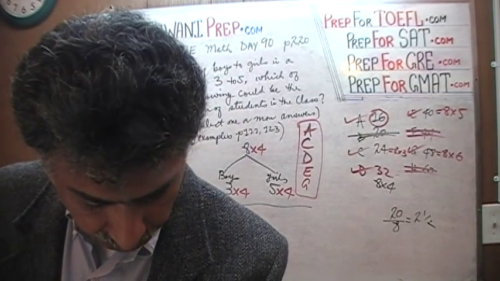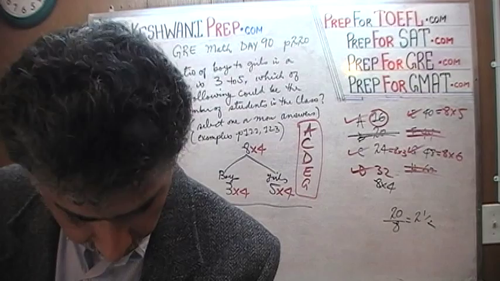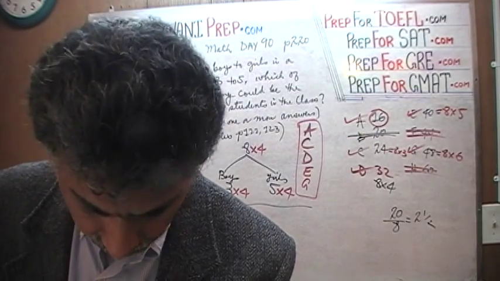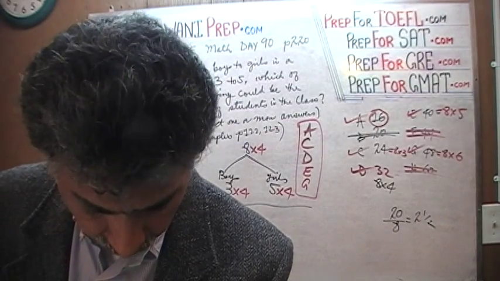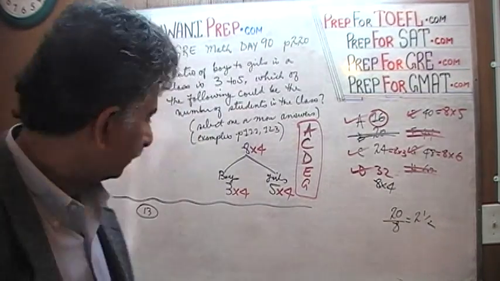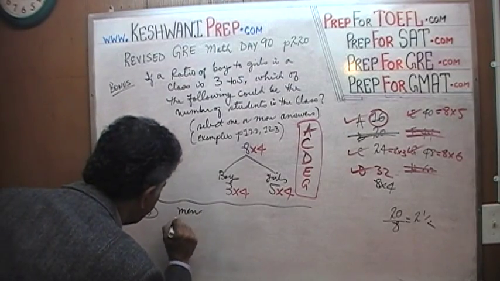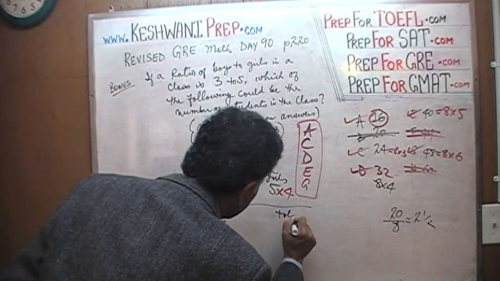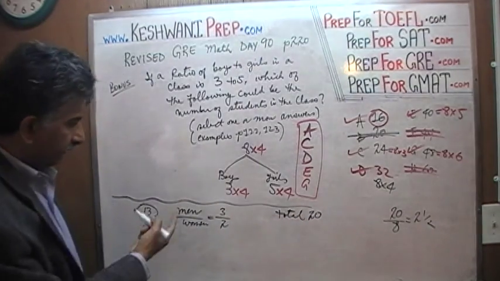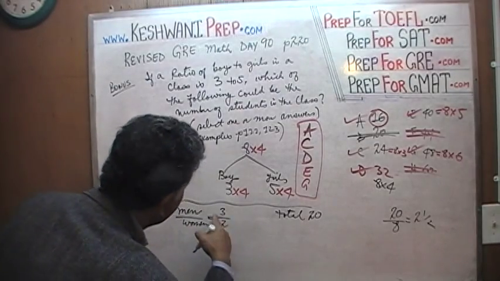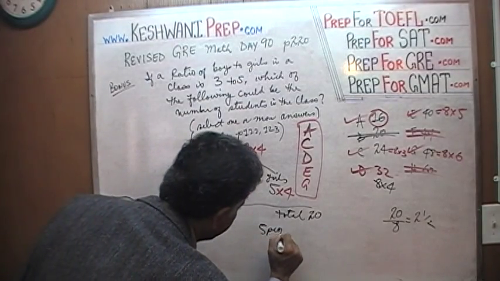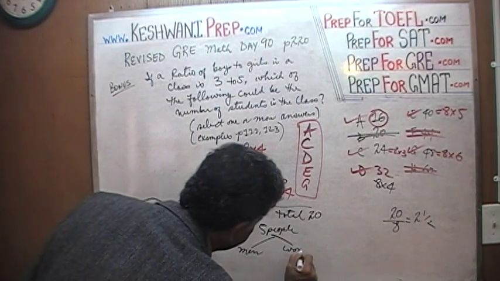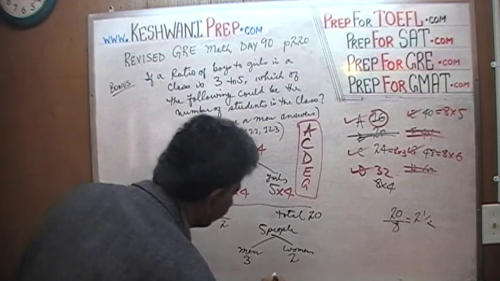It says, if the ratio of the number of men to the number of women on a committee of 20 is 3 to 2. So, men to women is 3 to 2, and we have a total of 20. Well, it's the same exact idea here. Out of every 5 people, 3 of them are men, and 2 of them are women.